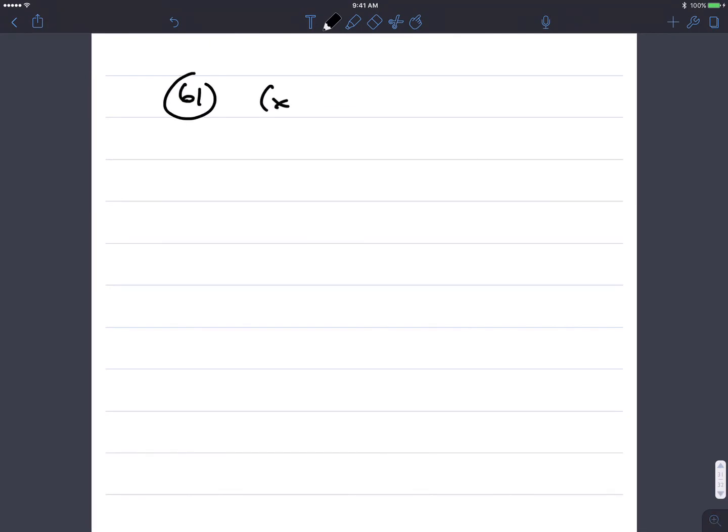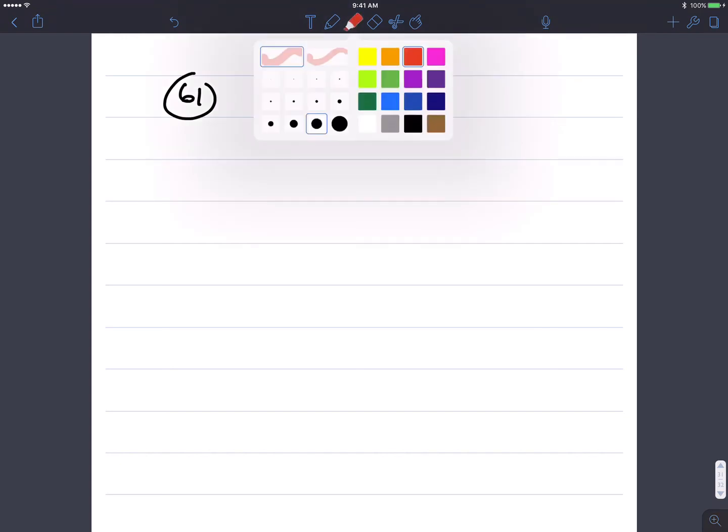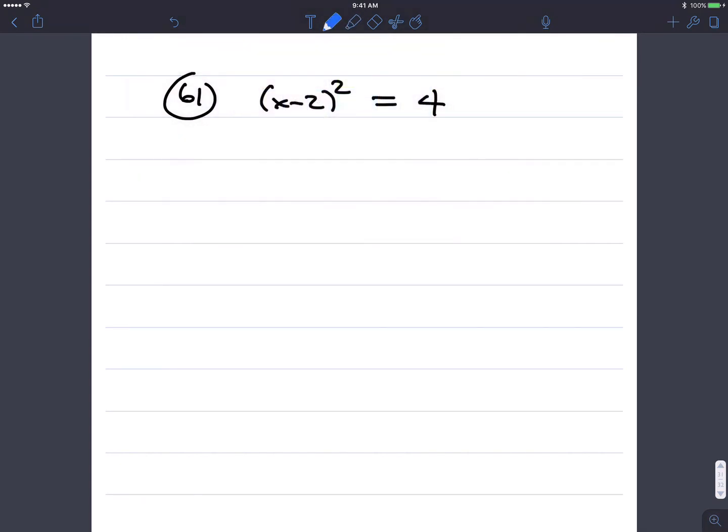61. We have x minus 2 squared equals 4. Now, here's what I'm going to say to you. In lecture, I give the square root principle like this: if x squared equals n, or I should say, if triangle squared is n, then my triangle will be plus or minus the square root of n.